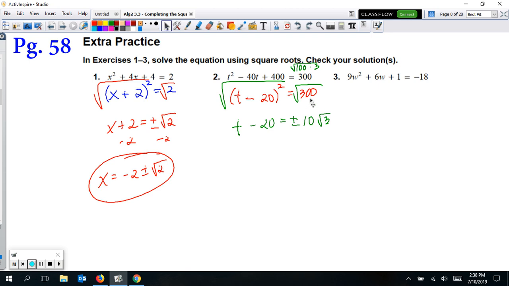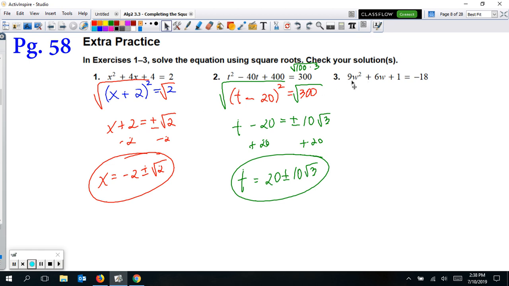We want to get all the perfect squares that we can, the biggest perfect square, out of there, leaving only something like a prime number in there that doesn't have any perfect square factors, I should say. And then the last thing to do is just add 20 to both sides. So when we do that, we're going to say t is equal to 20 plus or minus 10 square root of 3. Notice I'm putting the 20 first. Usually we put the plus or minus part second. So that's a good thing to do. And again, we could get two decimal answers for that, like I said.